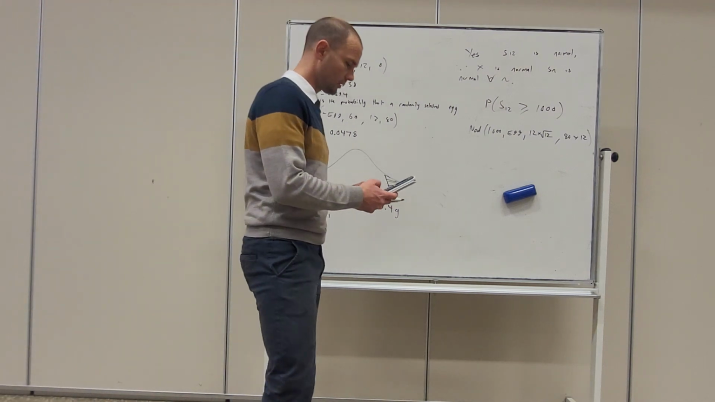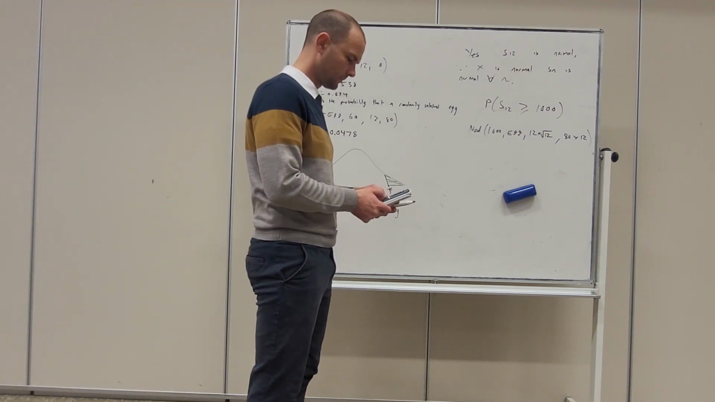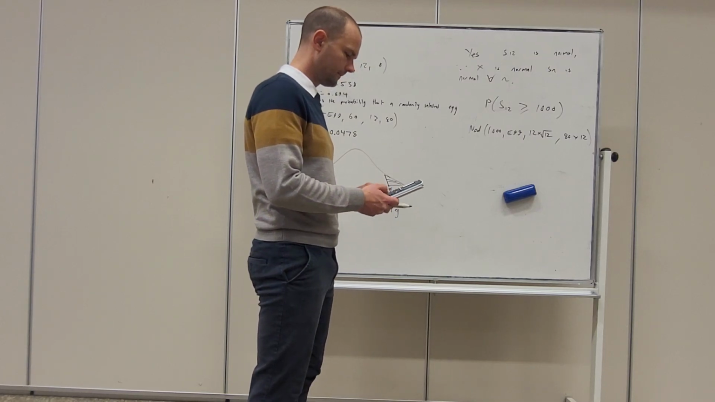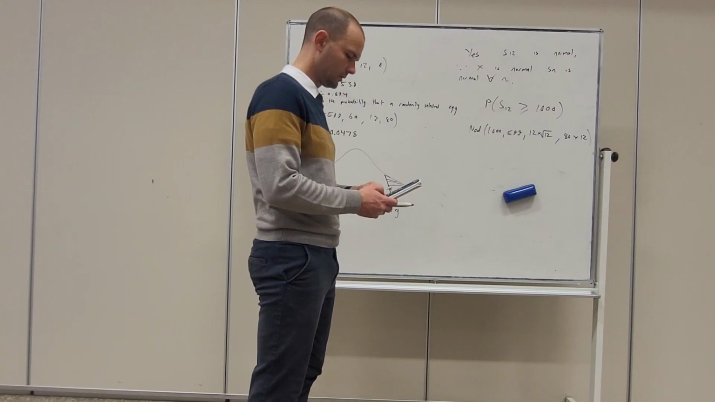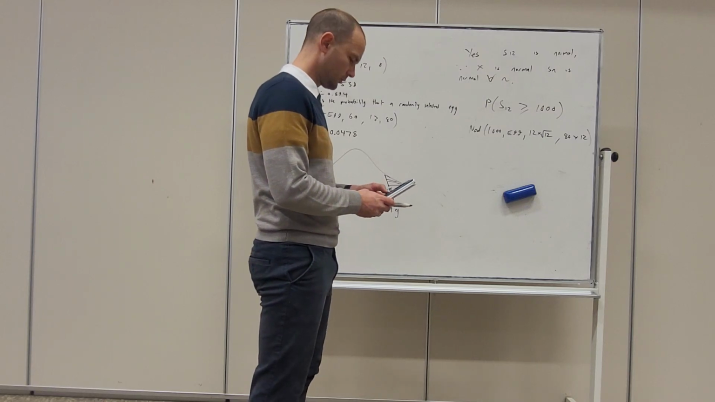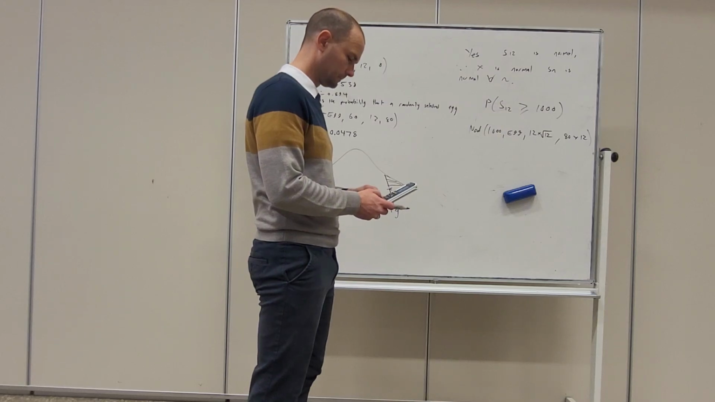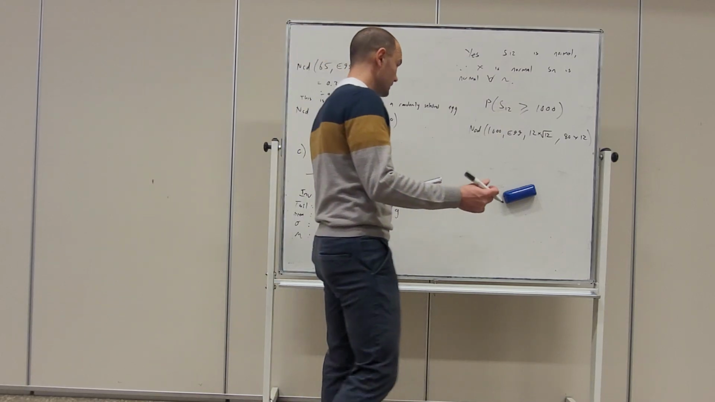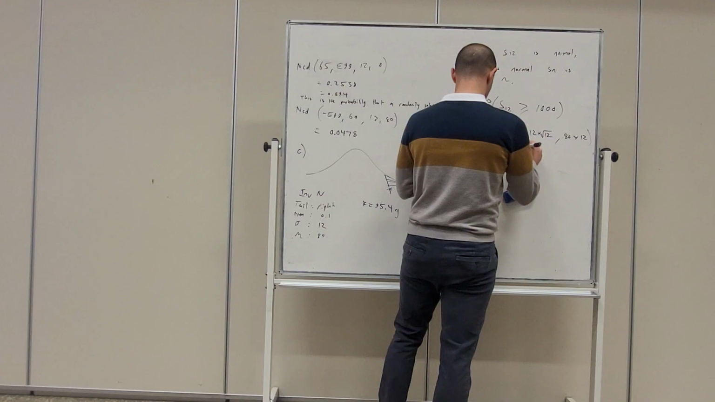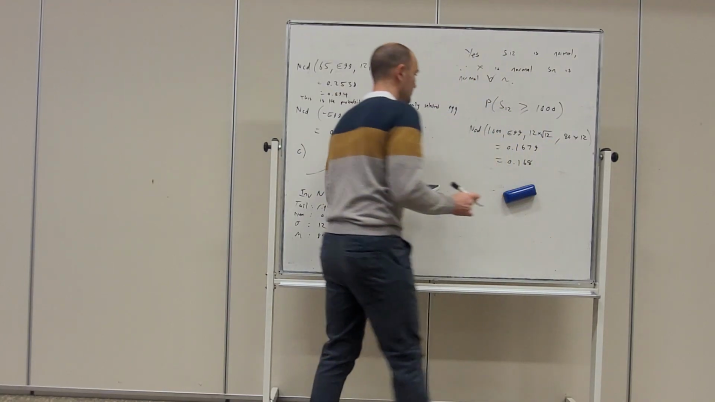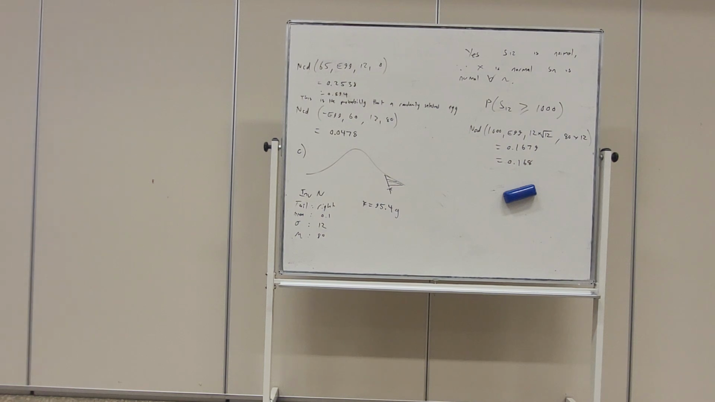Okay, so let's type that in. So from 1,000 to infinity. 12 root 12. And we have 80 times 12. We've got 0.1679, 0.168. So that is part E.